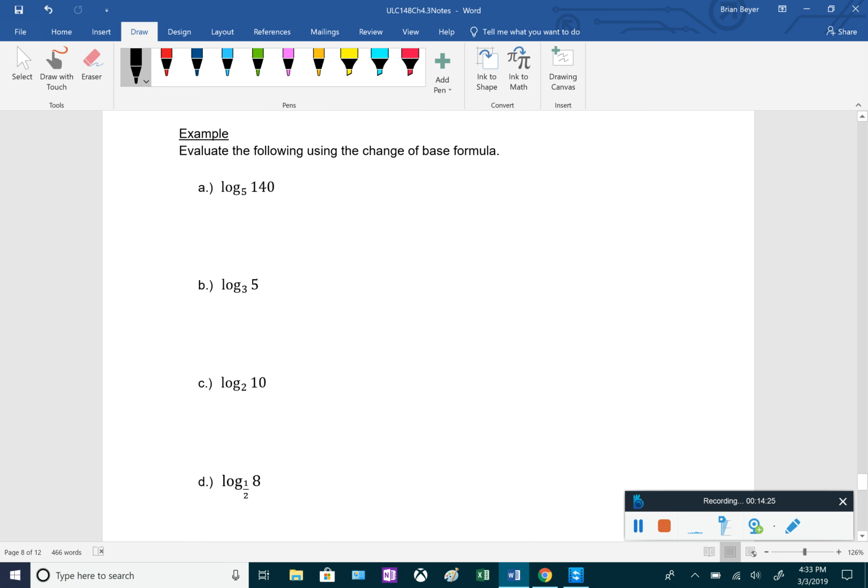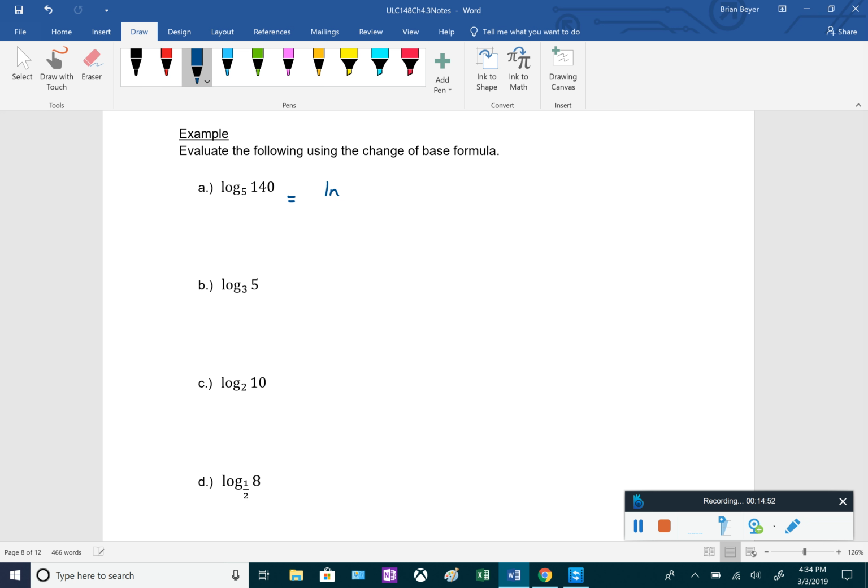So let's do some examples here. So let's evaluate using the change of base formula. So we have log base 5 of 140. So originally we would think 5 raised up to what power is 140? We know that 5 cubed is 125. 5 to the 4th is going to be 125 times 5. So our answer here is not going to be a whole number. So what we're going to do is the change of base property.